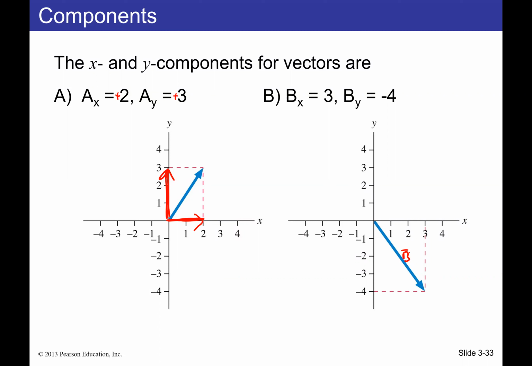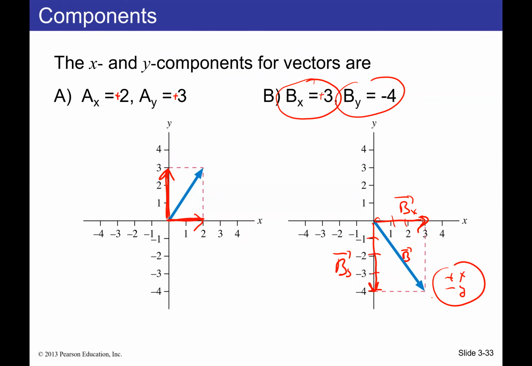Here's another vector B. This will be its y component. This will be its x component. And if I look at it in terms of 1, 2, 3, that's the magnitude of the x component. 1, 2, 3, 4, magnitude of the y component. So the x component will be plus 3, indicating that it's pointing to the right. The y component is minus 4, indicating it's pointing down, which matches the plus x, minus y signs of the components for the fourth quadrant, right?